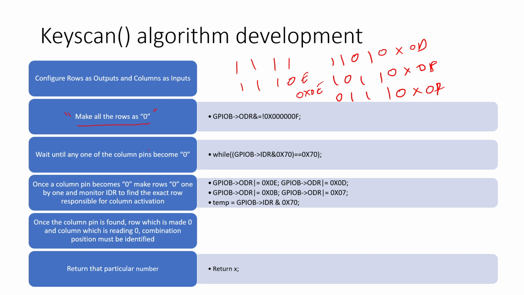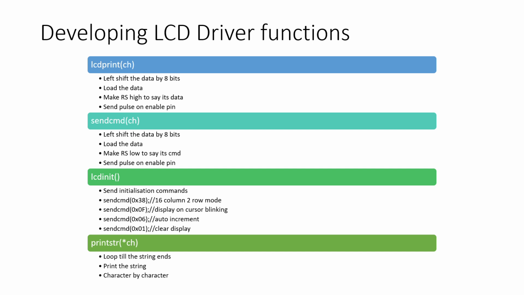And then for each row, once we keep 1110, that is we are making row 1 as 0, we'll check all the columns to see if anything is becoming 0. When we keep row 1 as 0, if column 1, 2 or 3 becomes 0, then we take the corresponding position, that is R1C1, R1C2 or R1C3, and return the corresponding value from the function. You can see return X. So this is the keyscan algorithm development. If you want to see it in detail, you can visit my previous videos.